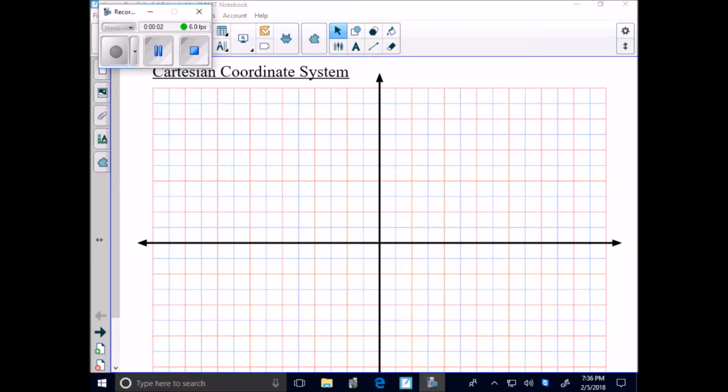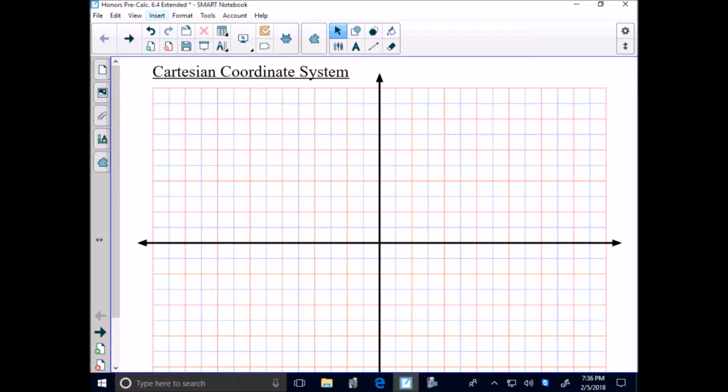Alright guys, so in this video we are going to introduce the polar plane or the polar coordinate system. And we're going to say that the polar coordinate system is an alternate way for us to define a point's position on the plane. Now the way that we're most used to defining a point's position is with the Cartesian coordinate system or the xy axis.